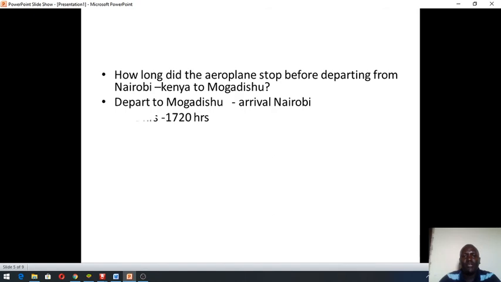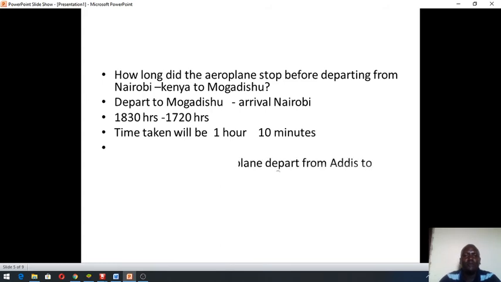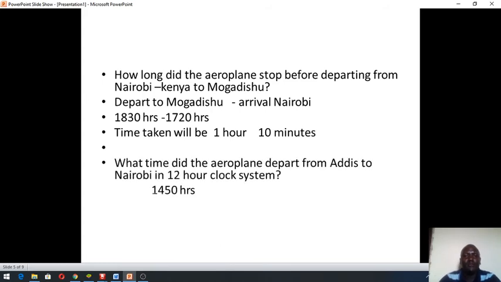In 12-hour clock system, it's going to be 1450 hours. I take away 12 hours. That's equivalent to 2:50 p.m. 1450, that is p.m. That is 2:50 p.m. Then we go to the next part.